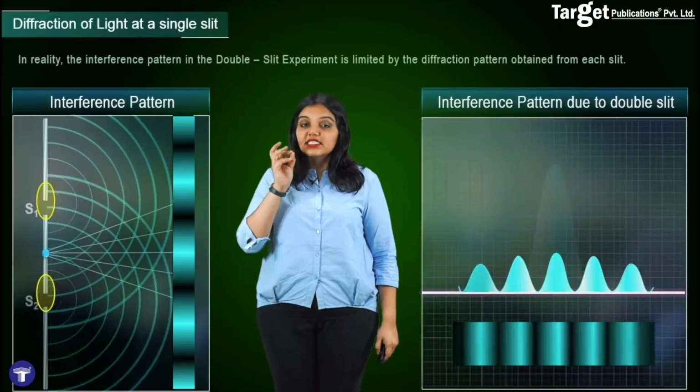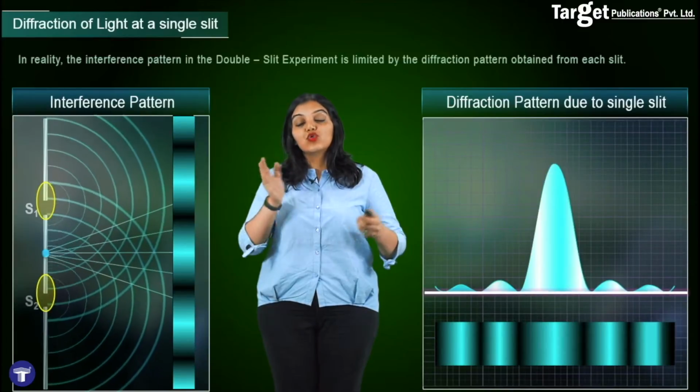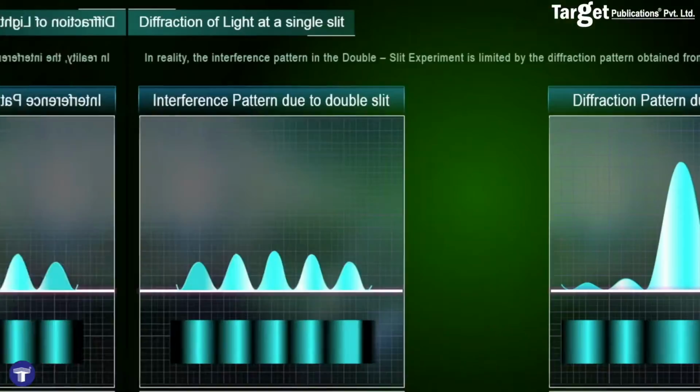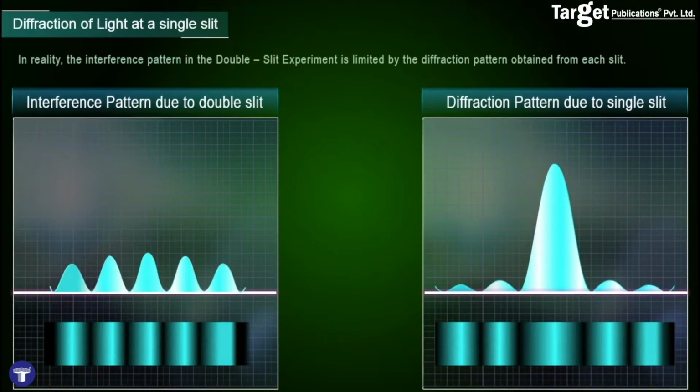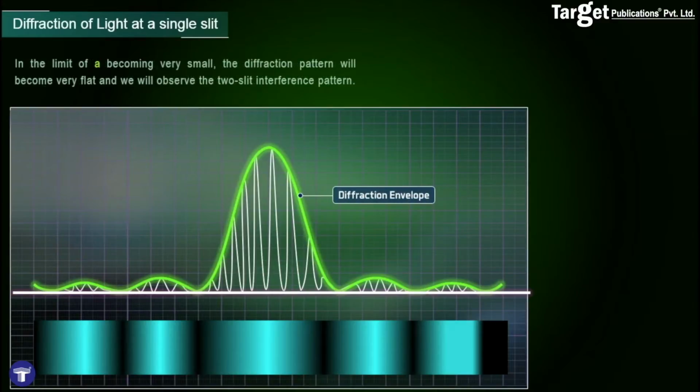Diffraction is taking place at each of the two slits, and this diffraction pattern obtained from each slit is actually superimposed onto the interference pattern obtained from both the slits, and therefore we say that the final pattern that we are actually seeing is a superposition of the diffraction pattern from each slit and the interference pattern from both the slits. And therefore you can see that here the outer envelope is the diffraction envelope and inside are the interference fringes. And if the width of the slit becomes very small, then the diffraction pattern becomes really flat and we observe the interference pattern again.